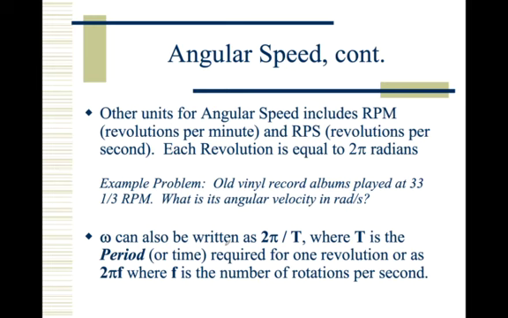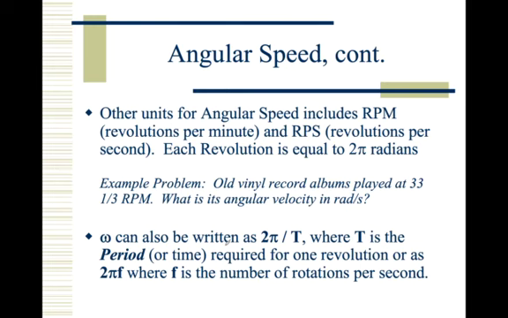There are still some old-fashioned units or other units for angular speed that are out there. For example, if you look at your car's dashboard, you usually have a speedometer, and you also have an RPM meter that indicates the angular speed of the engine. And that's usually represented as RPMs, revolutions per minute. And you can also sometimes find RPSs, revolutions per second. Again, remember, each revolution is equal to 2 pi radians, so you can convert it real quick if you need to.